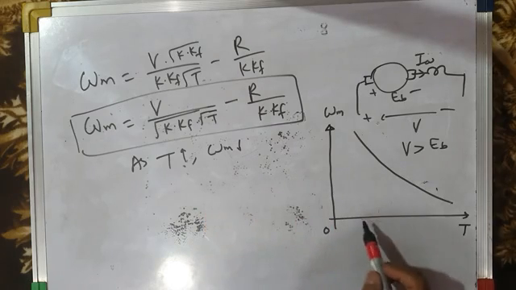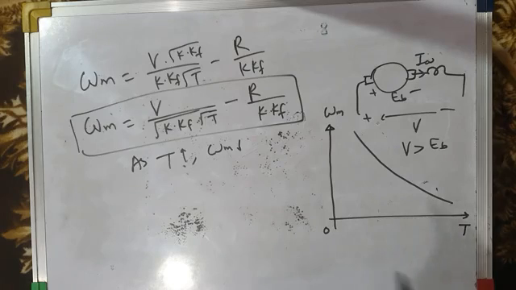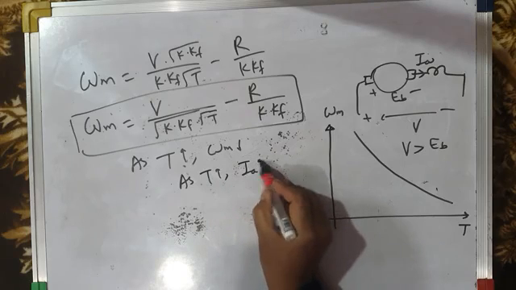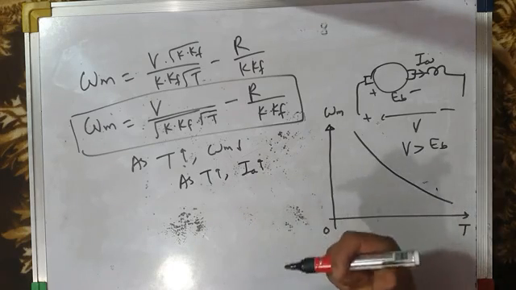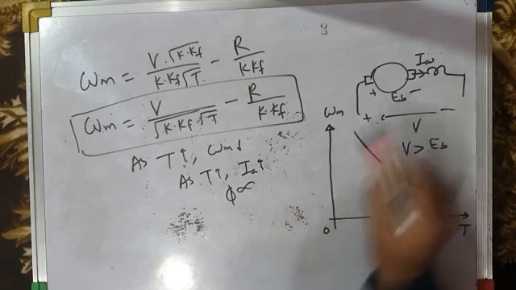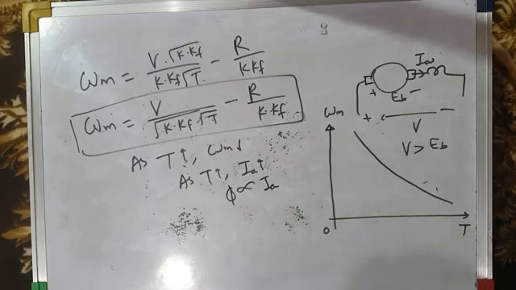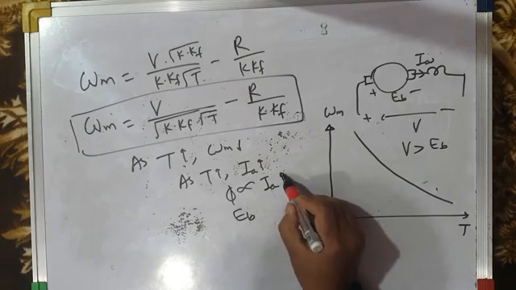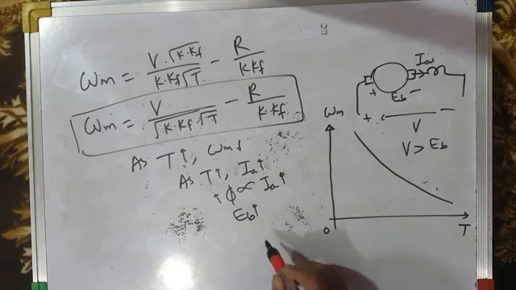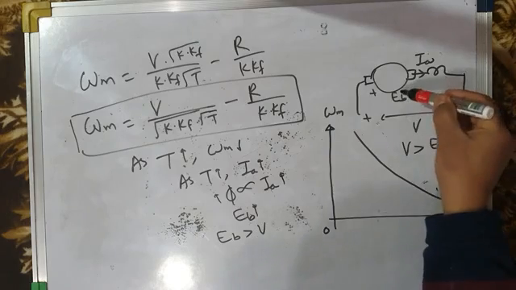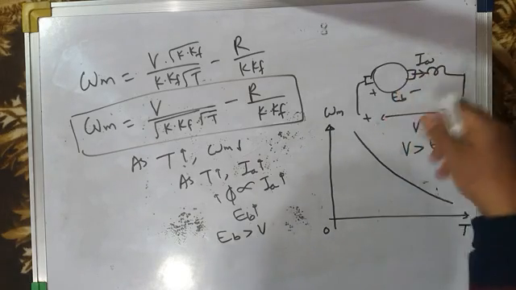Now what happens when the torque on the motor increases? Increase in torque means increase in armature current, because when the load increases, the current drawn by the motor from the source increases. So armature current increases. Since phi, the flux produced by the field winding, is directly proportional to this armature current, the field flux increases. And when field flux increases, back EMF increases. And when back EMF increases, it may so happen that EB is greater than V. And when back EMF is greater than V, no current can come from the source.